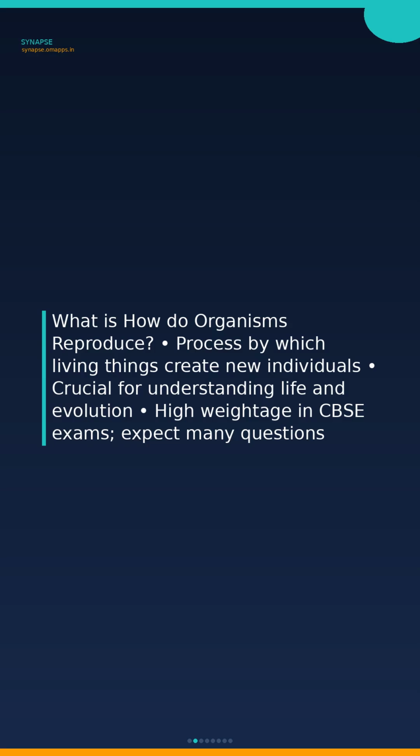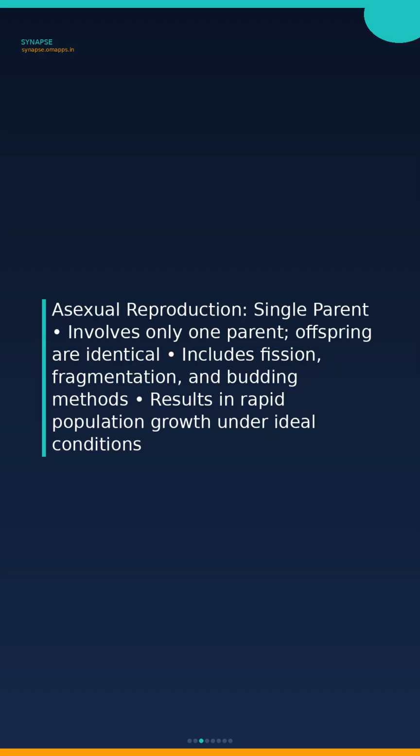Now, let's talk about asexual reproduction. Asexual reproduction involves a single parent, and the offspring are genetically identical to that parent. Think of it as cloning. Common methods include fission, fragmentation, regeneration, budding, and vegetative propagation. Each method has its unique way of creating new organisms.